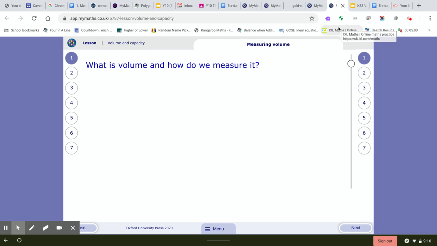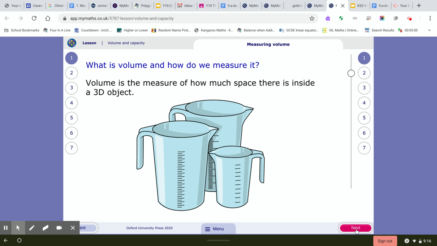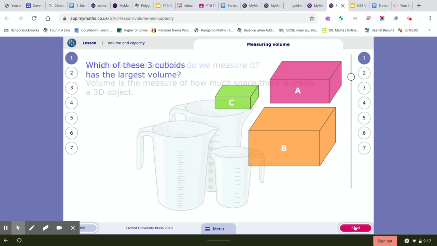Okay, so what is volume and how do we measure it? Volume is the measure of how much space there is inside a 3D object. For this example, it would be the amount of liquid that can fit into it. These are irregular shapes, but it is the same process: the amount of space that it takes up is the volume. So we will look at some cuboids.